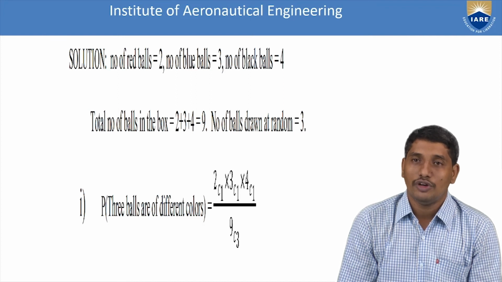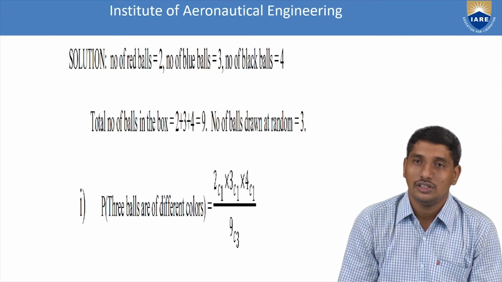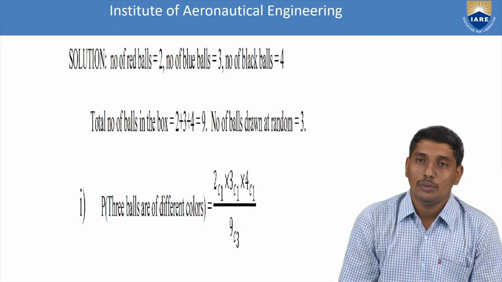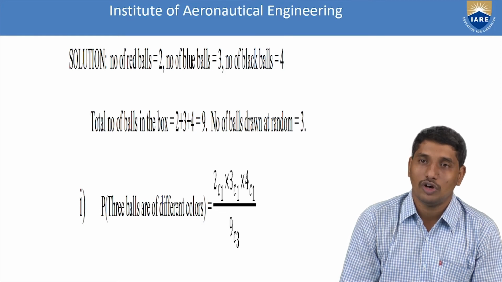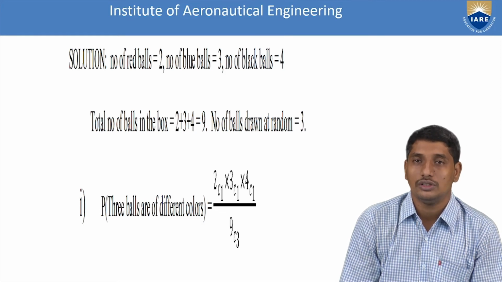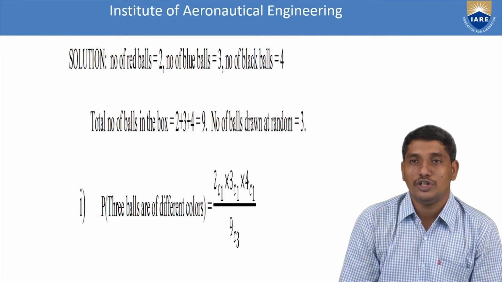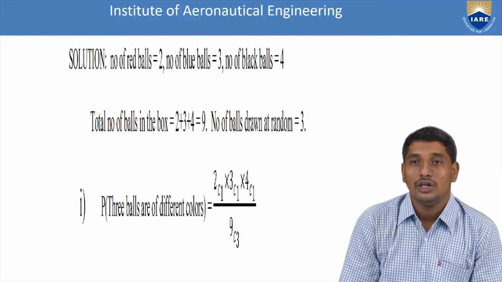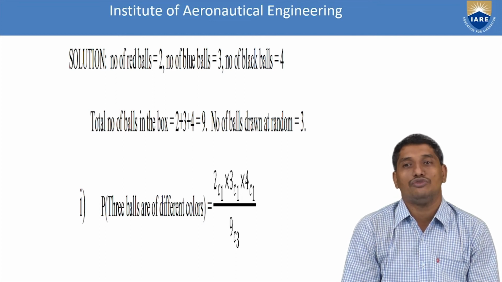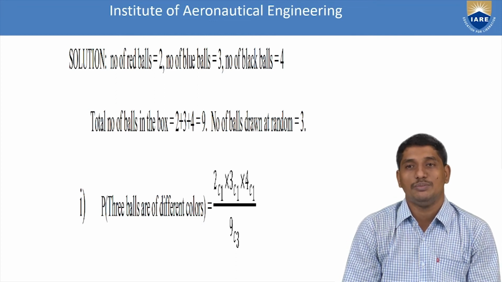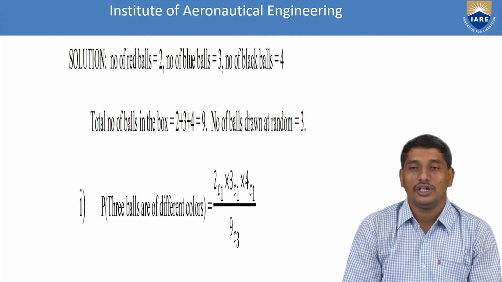So we have to perform 3 tasks simultaneously. One ball from red means 2C1, multiplied by one ball from blue means 3C1, and one ball from black means 4C1. So 2C1 into 3C1 into 4C1 is the favorable cases. So the probability of getting 3 different balls is 2C1 into 3C1 into 4C1 by 9C3. If we simplify, we will get the answer that we require.